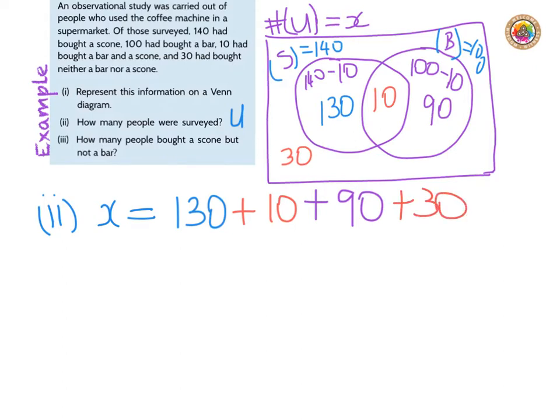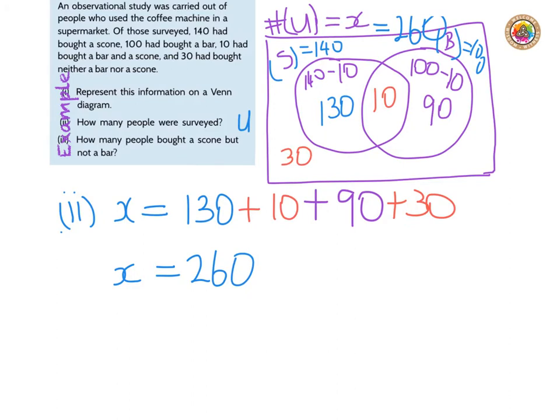Okay, and so moving down to our next line then, I add the numbers together. So here I have 130 plus 10, well, that gives me 140. 140 plus 90, well, that gives me 230, and plus 30 here. So I know my magic number is 260, that is X. So that's the total people that were surveyed, 260.